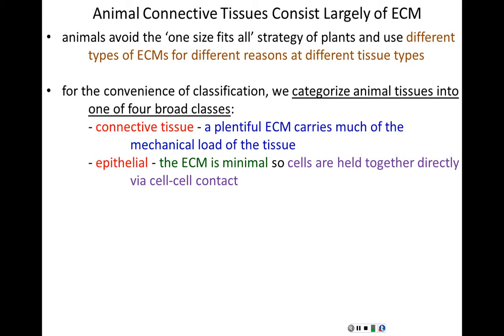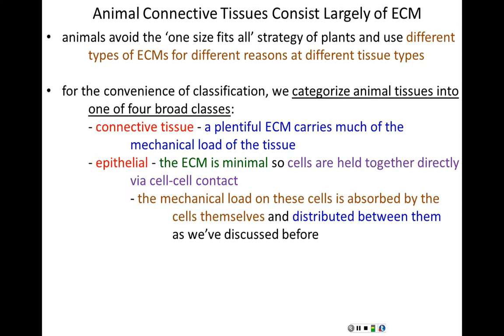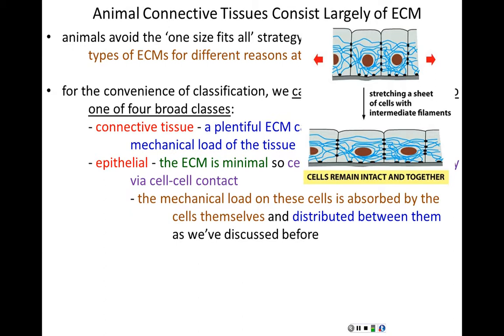Here we need more of a stretchiness rather than a dense durability, and so the ECM in epithelial tissues is very, very minimal. What keeps cells together and strong in epithelial tissues are direct cell-cell contacts between those cells, those junctions that I mentioned. Here, the mechanical loads on these cells, the stresses that these cells experience, are absorbed and distributed across the cells' cytoskeletons, sharing that load. And we talked about that in our cytoskeleton lecture, and I even showed this figure there as well, this idea of the intermediate filaments sharing the burden of a mechanical stress, keeping all of the cells together.